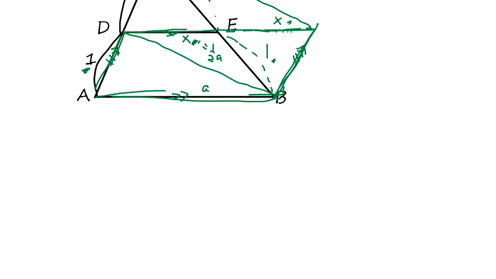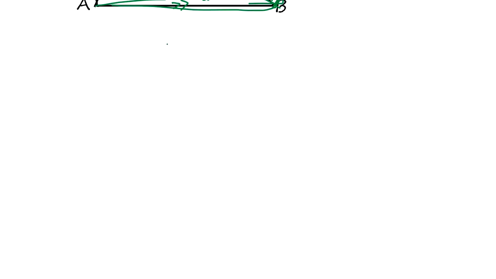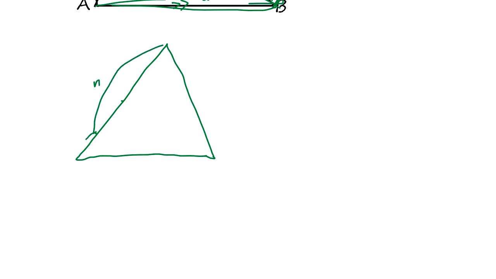Now the situation is a little bit more general. Instead of the midpoint, we take an n to 1 ratio. This is the ratio, not the length n. Then this becomes parallel. We have to show this is parallel and find out this x.